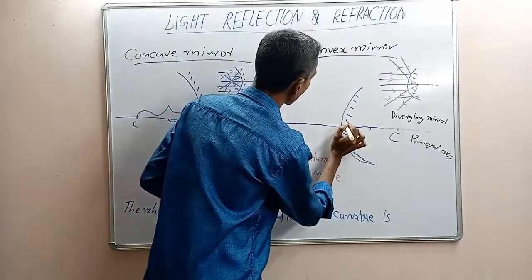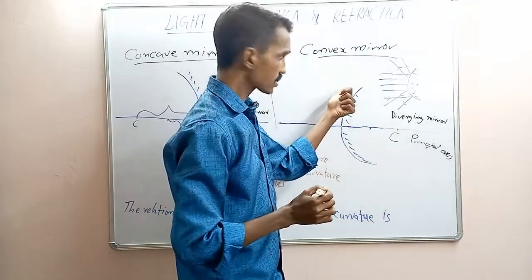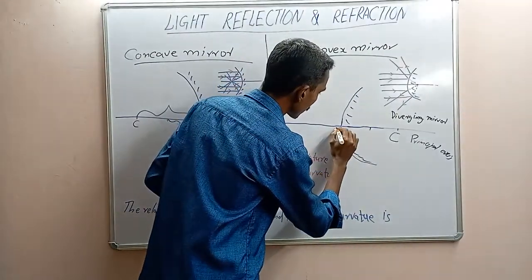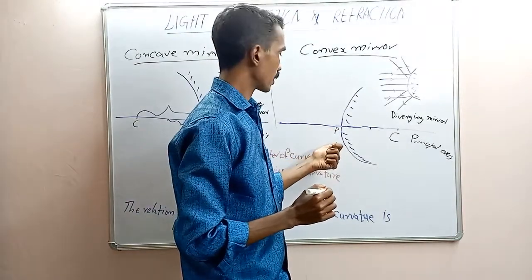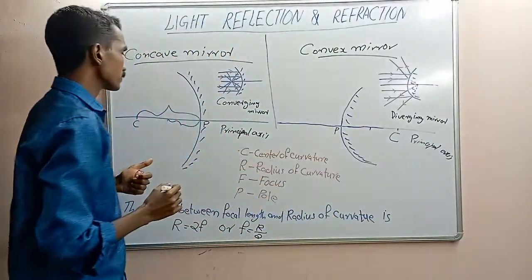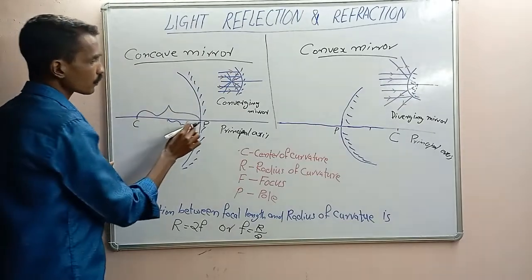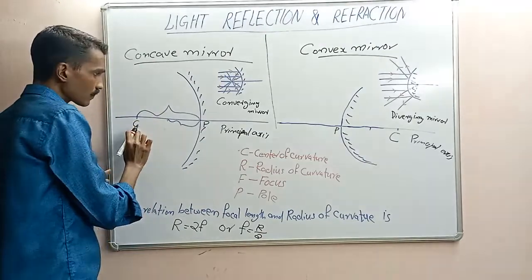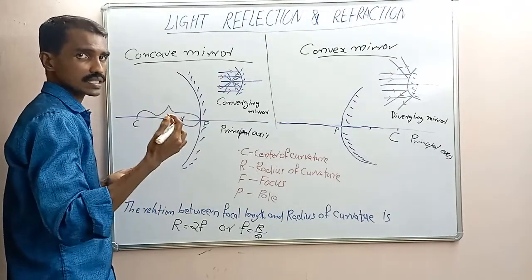Here also the principal axis is there. It meets in a particular point in a convex mirror too. That particular point is known as the pole, capital letter P. So it is from the pole to the center of curvature. It is important: from pole to center of curvature, not center of curvature to pole.